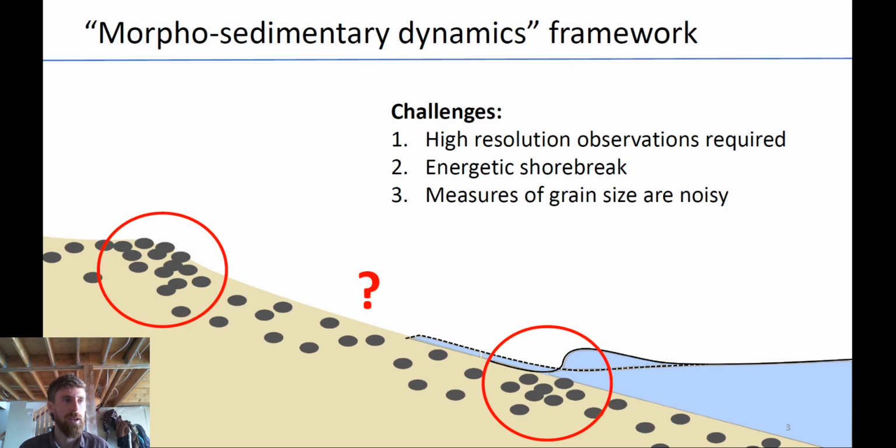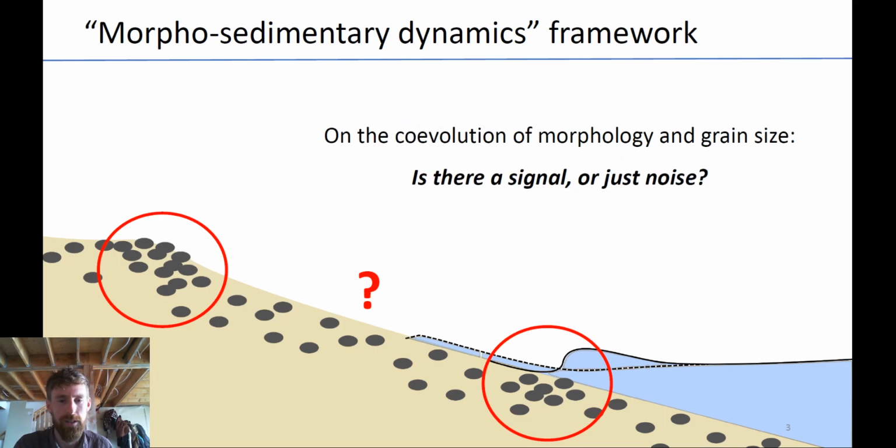And three, observations of the grain size distribution are inherently noisy, so it's really difficult to observe any sort of signal. So another central goal of my thesis was to address this question with regard to co-evolving morphology and grain size of whether there is a signal to be observed or whether there is only noise. And notably, the only studies to tackle this specifically in the past have done so on pure gravel beaches with limited success.